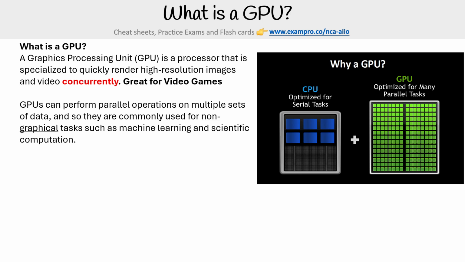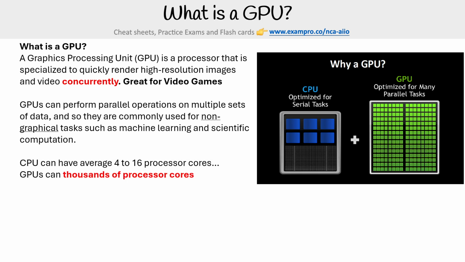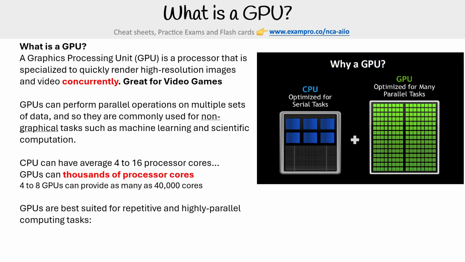So there on the right-hand side, we have an example of a CPU versus GPU, and I think it's worth comparing the two. So CPUs can have on average 4 to 16 processor cores, but GPUs can have thousands of processor cores. Okay, so when you see something like 4 to 8 GPUs, this can provide as many as 40,000 cores. So GPUs are best suited for repetitive and highly parallel computing tasks like rendering graphics, cryptocurrency mining, deep learning, and machine learning.